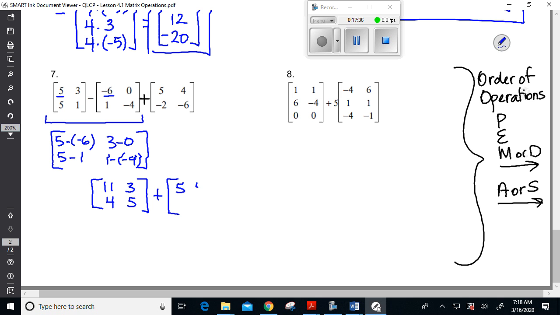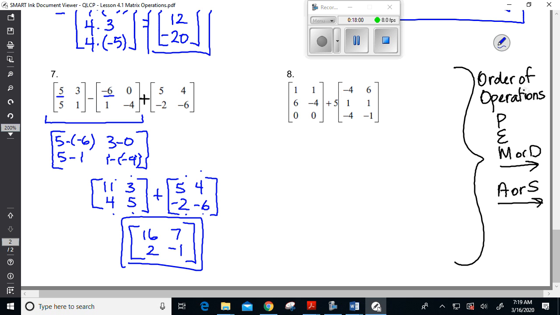Now we add the answer to the matrix that was left over. 11 plus 5, 16. 3 plus 4, 7. 4 plus negative 2, 2. 5 plus negative 6, negative 1. And there's your answer. Again, key thing, work from left to right. It's still working from left to right.